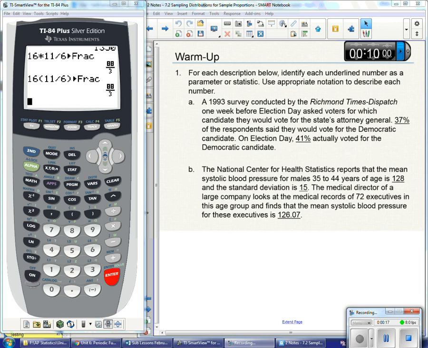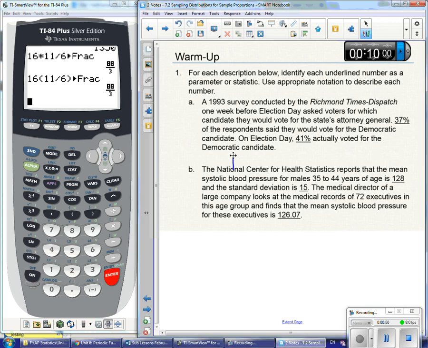In each of these first examples, you're asked to identify the underlying number as either a parameter or a statistic, and then use the appropriate notation to describe each number. So in letter A, it says a 1993 survey conducted by the Richmond Times-Dispatch 1 week before Election Day asked voters for which candidate they would vote for the state's Attorney General. 37% of the respondents said that they would vote for the Democratic candidate, but on Election Day, 41% actually voted for the Democratic candidate. So remember, the population parameter is referring to everybody, and that's going to be our P. So we're dealing with a proportion in this case.